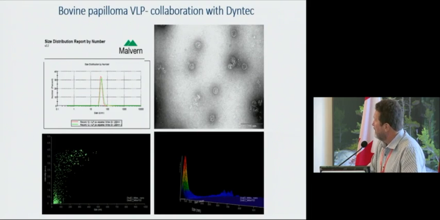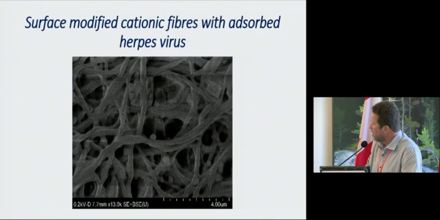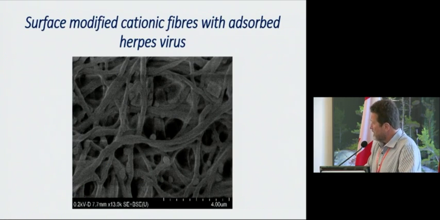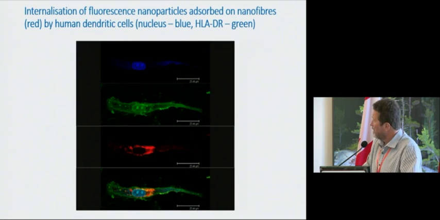Another example is showing virus-like particles derived from bovine papillomavirus and characterization. And here it's not well resolved, but here is a herpes virus adhered on the surface of nanofibers. And here again you can see internalization of fluorescent nanoparticles adsorbed on nanofibers to human dendritic cells.